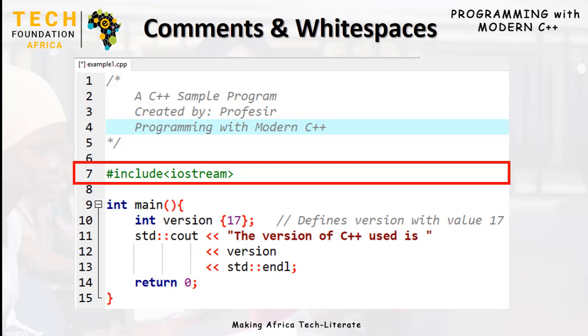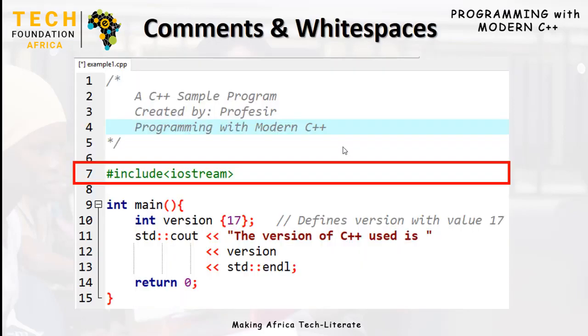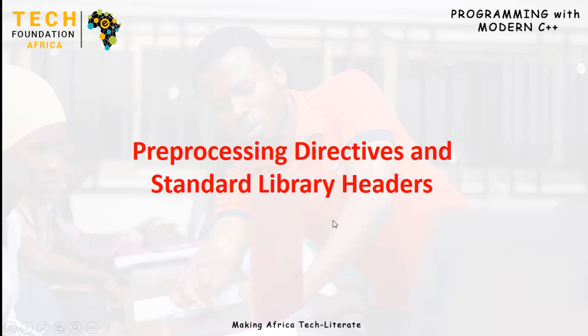Okay, now the next thing in our code that I'm going to talk about is the line 7, #include <iostream>. Now this is called a preprocessor directive. Now let's look at what a preprocessor directive is. So I'm going to talk about preprocessor directives and standard library headers.